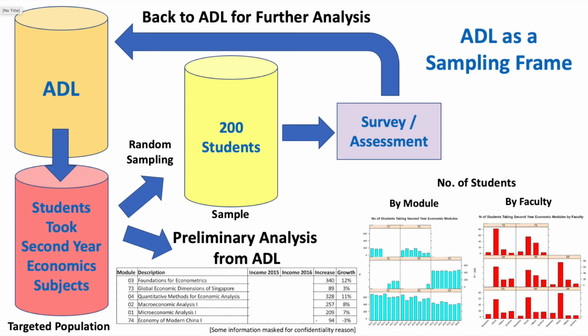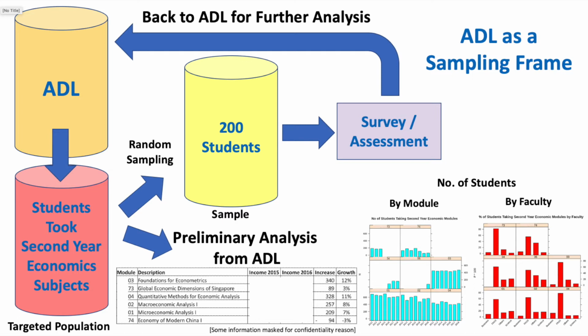Yeah, the first example suggestion here is that ADL in fact can be a sampling frame. So there's an ADL here. Let's say you have some target students that you intend to study. Let's say the students that take the second year economics subject and modules are your intended population. So in fact, we can retrieve information from ADL to restrict to the target population that we intend to study. And we can do a random sampling because the frame is already there. Let's say you want to select 200 students to carry out a survey or assessment. So that can be done through ADL.